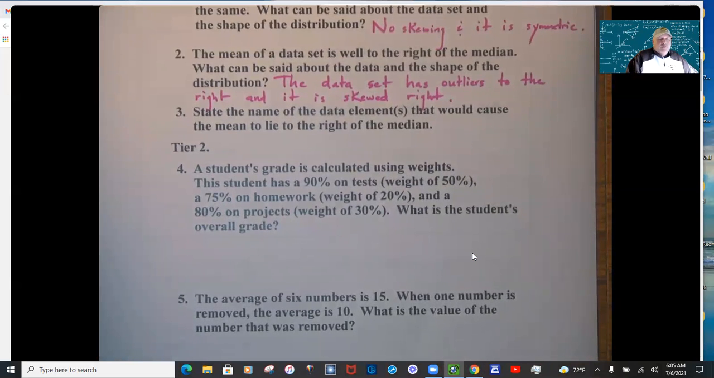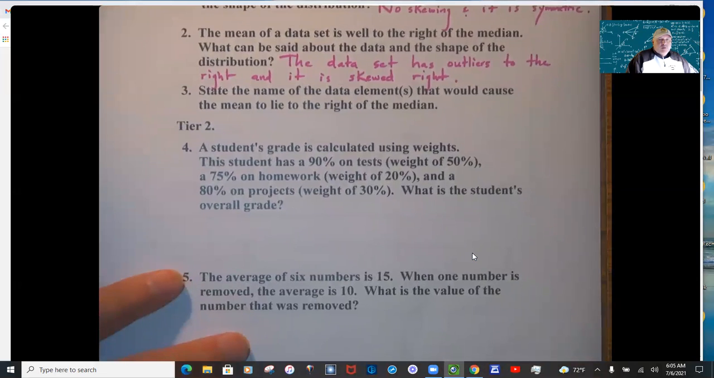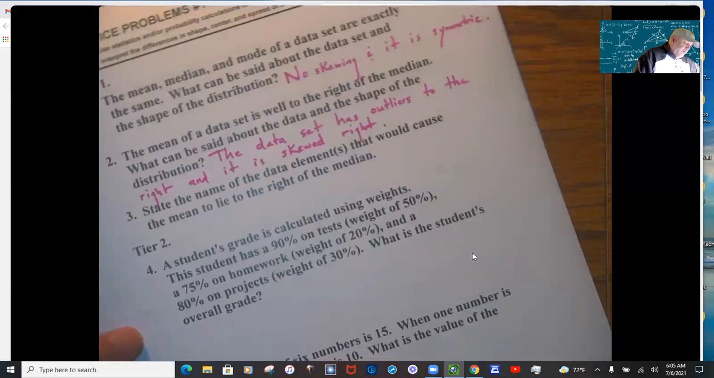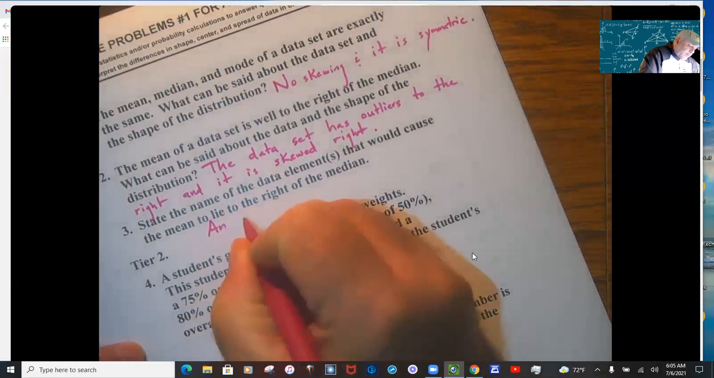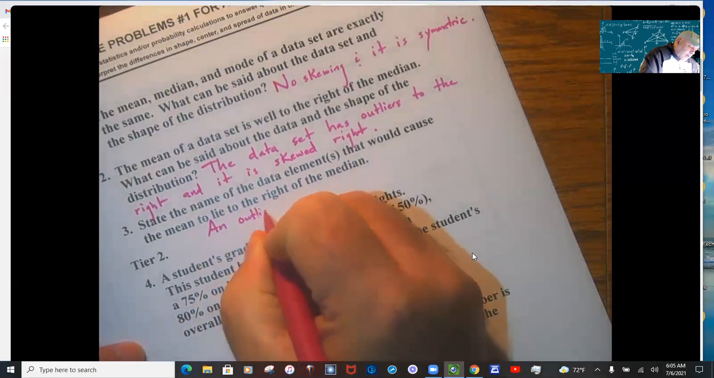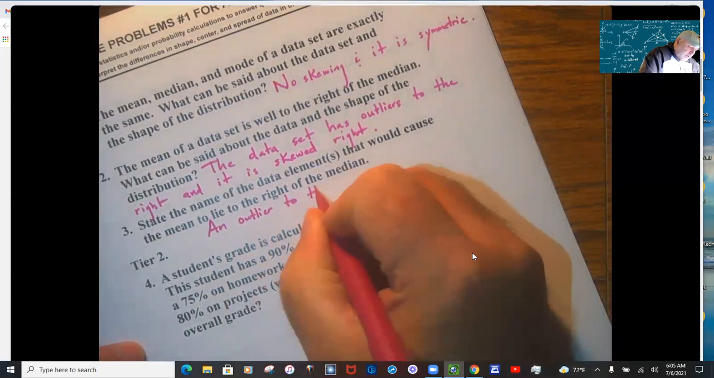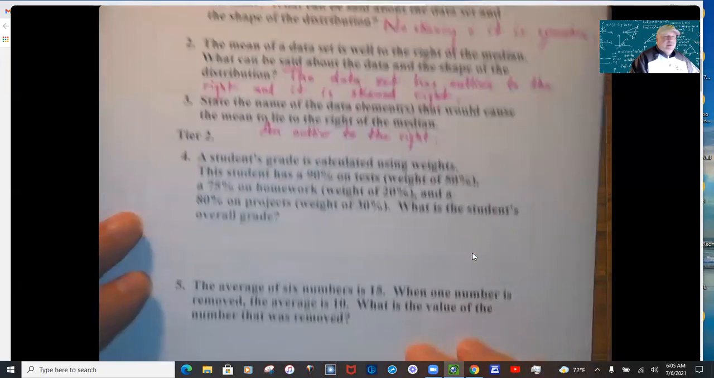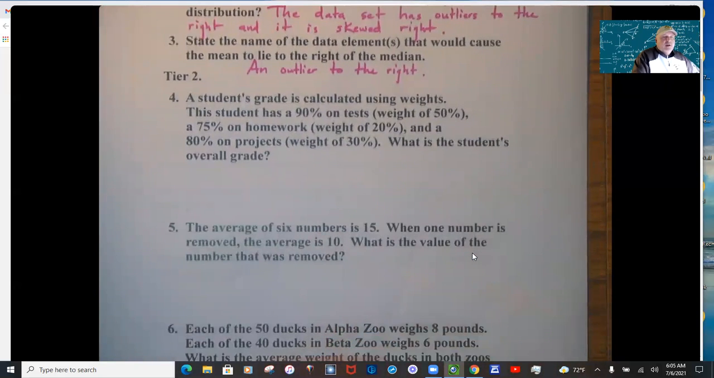So the median is always going to be a true representation of the data. We want the mean and the mode to be close to the median in good sets of data. State the name of the data elements that would cause the mean to lie to the right of the median. So outliers, an outlier to the right. You need to be specific on this, to the right, because an outlier to the left would not do that.